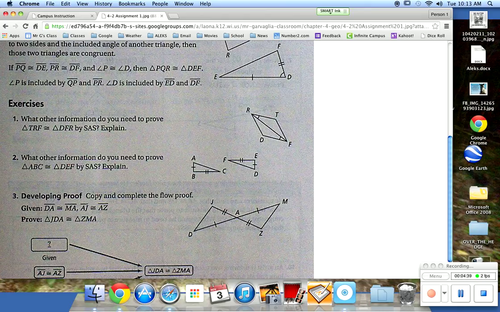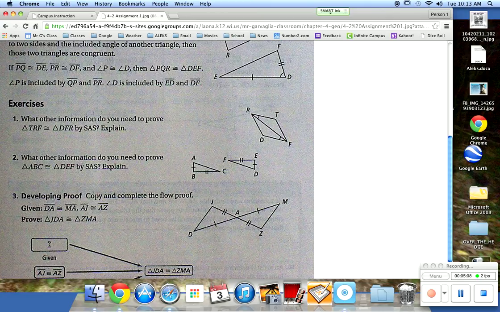Take a look at this one here. What other information do you need to prove this? Triangle TRF is congruent to triangle DFR by side, angle, side. What would you use to do that? You'd have to show what sides are going to be congruent, what angles are going to be congruent, and then what side is going to be congruent. Side, angle, side.